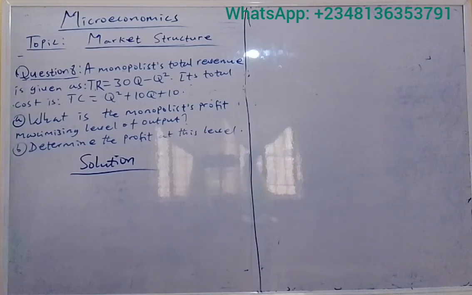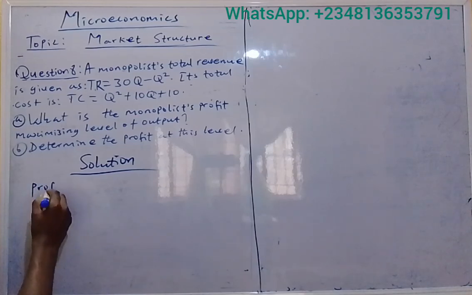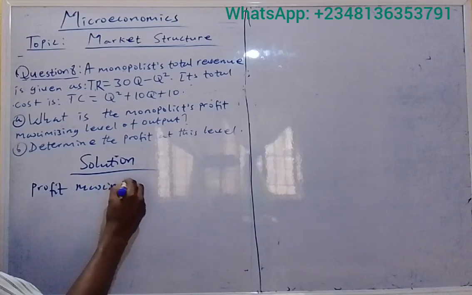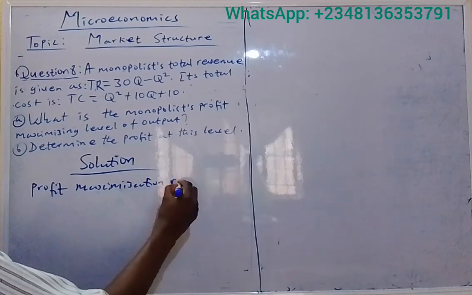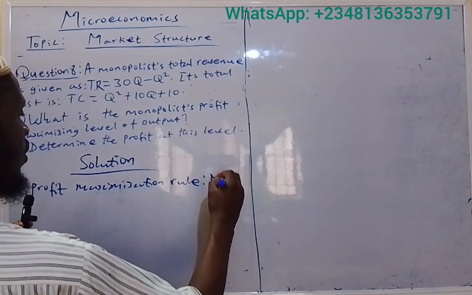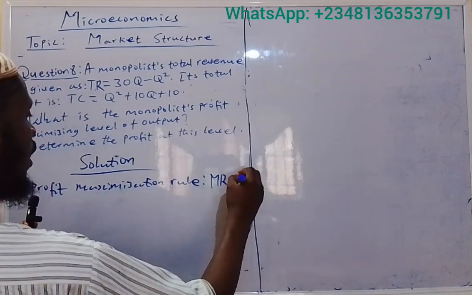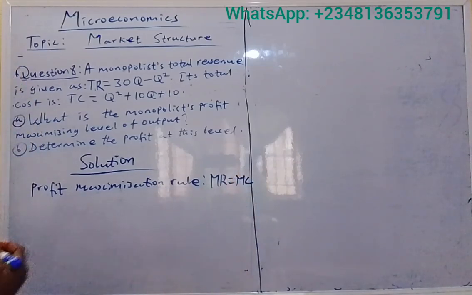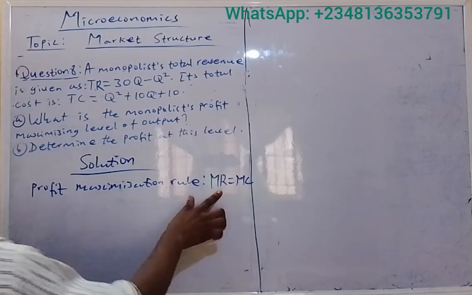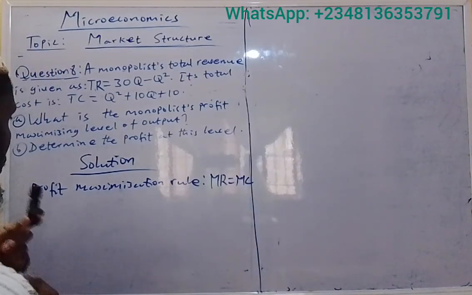Wherever you see a question like this, the first thing is to state the profit maximization rule. So what does it say? It says that at maximum profit, MR is equal to MC. That is, a firm maximizes profit when MR is equal to MC, that's when marginal revenue is equal to marginal cost.